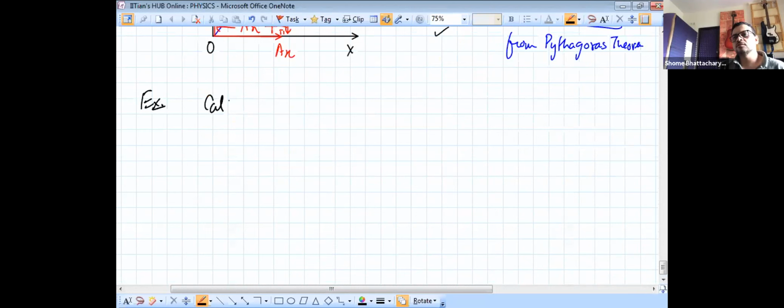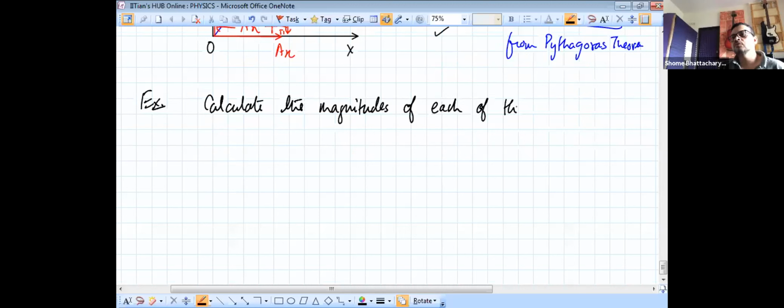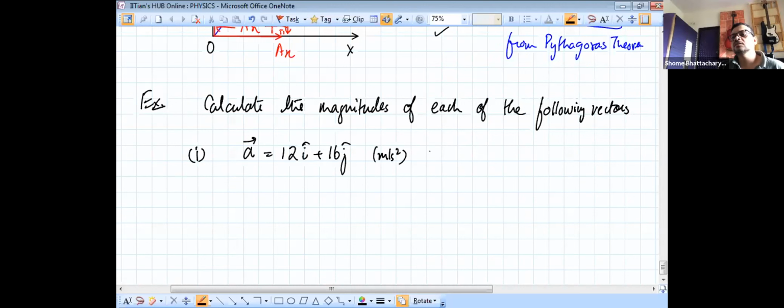So calculate the magnitudes of each of the following vectors. Some acceleration is given to us, let's say, as 12 i cap plus 16 j cap in meters per second square. Some kind of an acceleration. So find the magnitude of this acceleration.